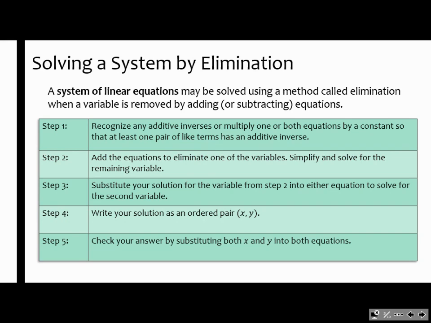Step 2, add the equations to eliminate one of the variables. Simplify and solve for the remaining variable. Step 3, substitute your solution from step 2 into either equation to solve for the second variable. And step 4, write your solution as an ordered pair. And of course, as always, step 5, check your answer, make sure it's actually valid.